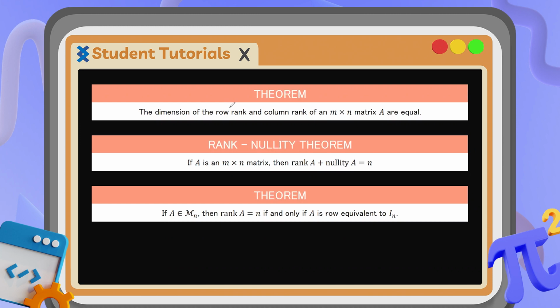in the A matrix. Lastly, if A is part of the n by n matrices, or square matrices of order n, then rank A is equal to n if and only if A is row equivalent to I sub n, as we have shown a while ago with the example.